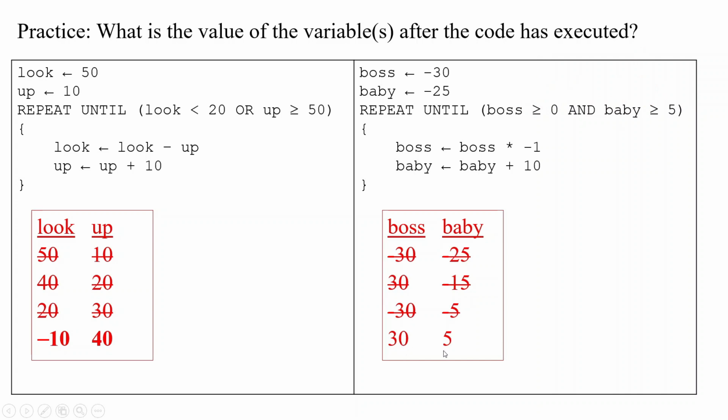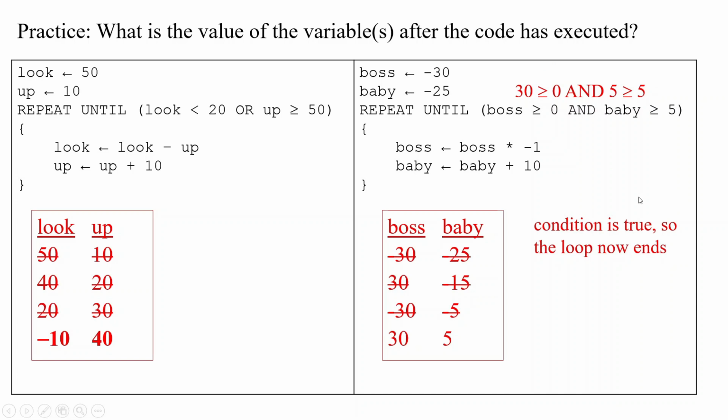Boss becomes 30, baby becomes 5. I check it. 30 greater than or equal to 0, that is true. Is 5 greater than or equal to 5? That is also true. So the and statement, true and true, results in a true overall statement, and our condition in the loop is true, and the loop ends.